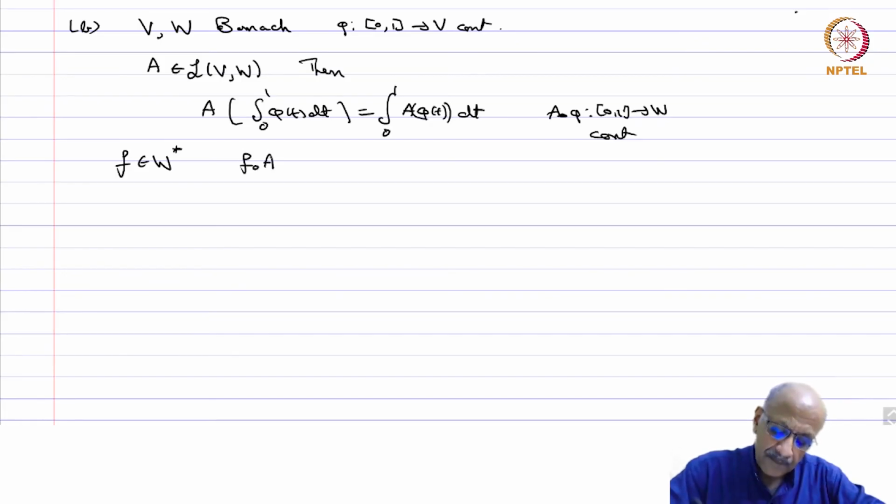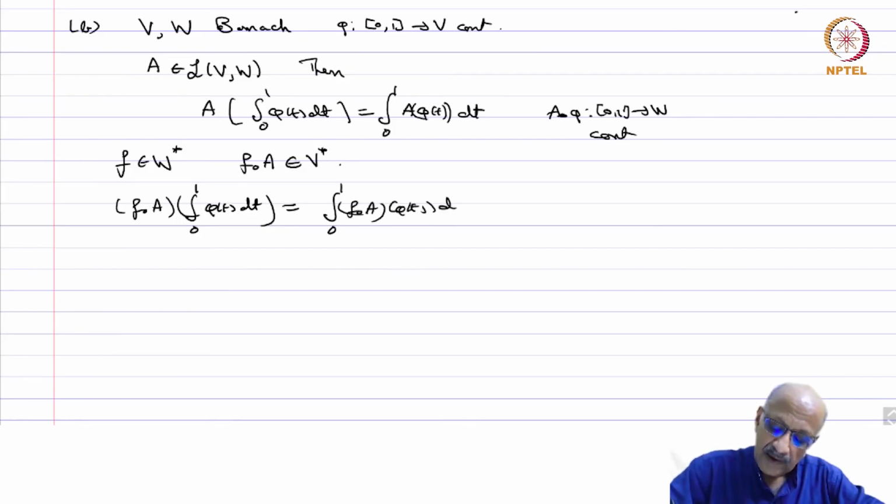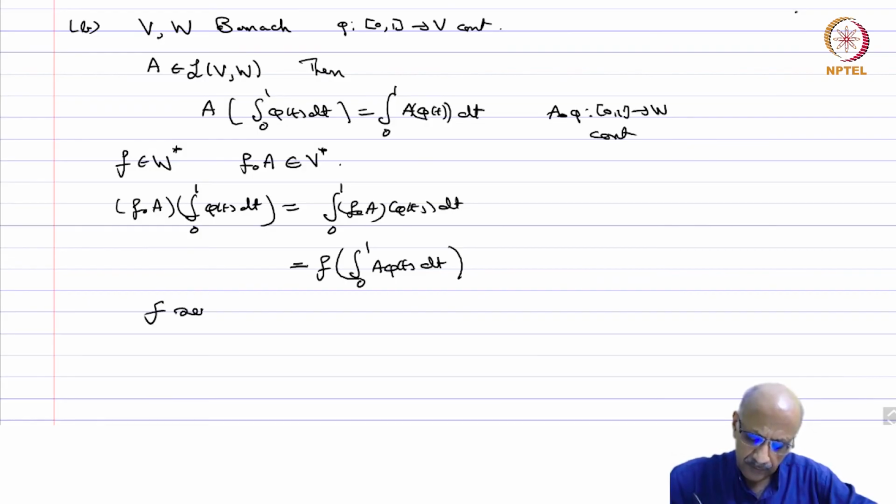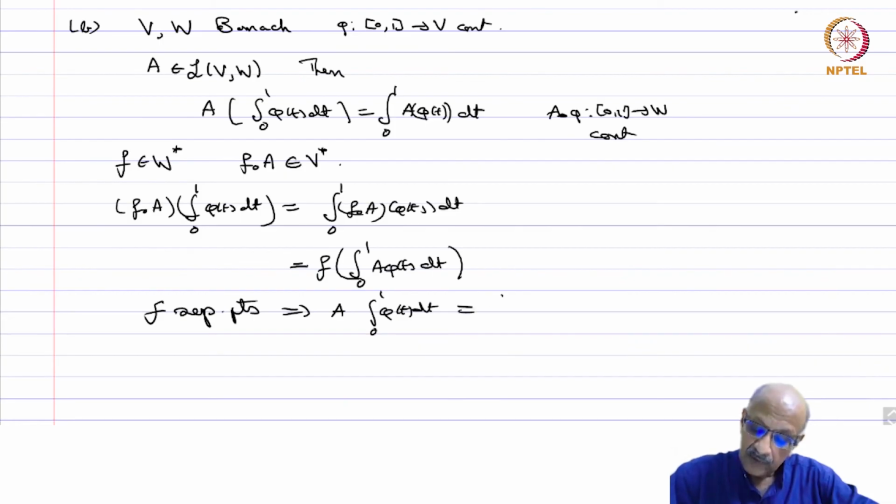Then f composed with A belongs to V star. So f composed with A of integral 0 to 1 phi t dt, by definition this should be equal to integral 0 to 1 f composed with A phi t dt. Now f is any element and A composed with phi is a continuous function, so by definition of the integral again this is f of integral 0 to 1 A of phi t dt. And this is true for all f. So f separates points. This implies A of integral 0 to 1 phi t dt equals integral 0 to 1 A of phi t.